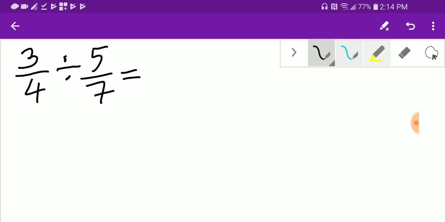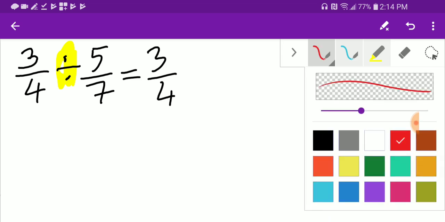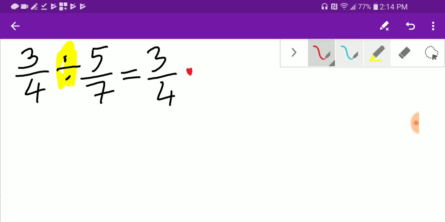Next example is division. So say we have 3 over 4 divided by 5 over 7. What we need to do here is keep the first fraction, which is 3/4. We just copy it. The next thing we're going to do is this division sign is going to change, and it will become a multiplication sign. I'm just going to put one dot. And then we're going to take the second fraction and turn it upside down. So the 7 will go on top, 5 will go on the bottom.